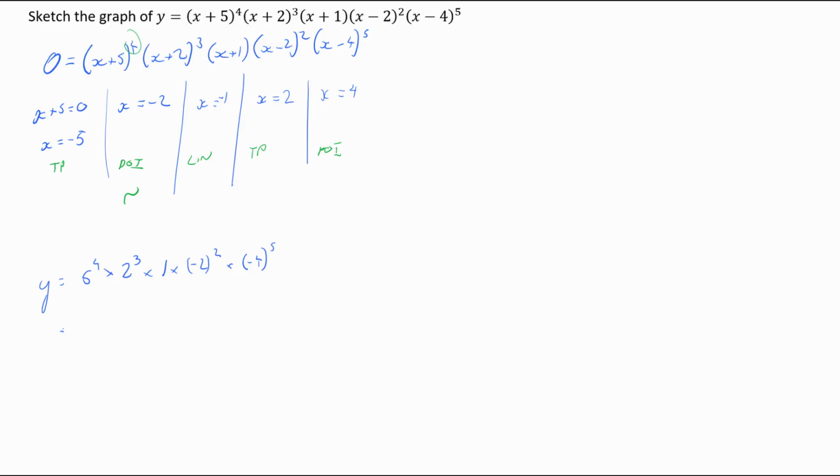So we'll jump on our calculator, we'll go 5 to the power of 4 times 2 to the power of 3 times 1 times negative 2 to the power of 2, and then times negative 4 to the power of 5.